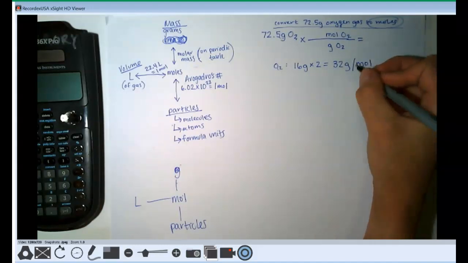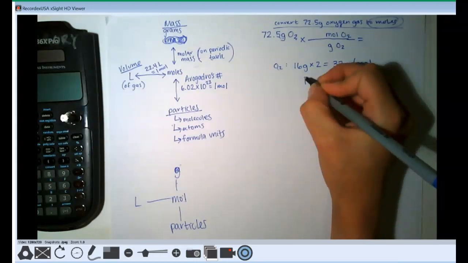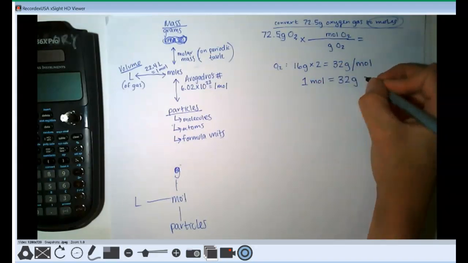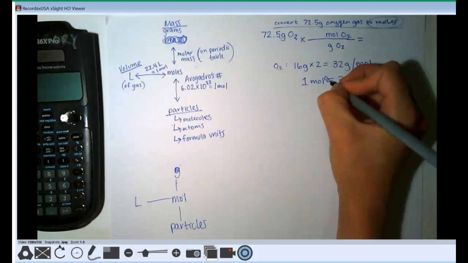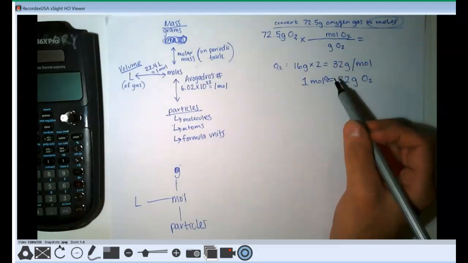And that's per 1 mole. So 1 mole, I can write this out as a general statement, is equal to 32 grams of oxygen. 1 mole of O2 equals 32 grams of oxygen. So now that I have this statement, I can use this to make a conversion factor.